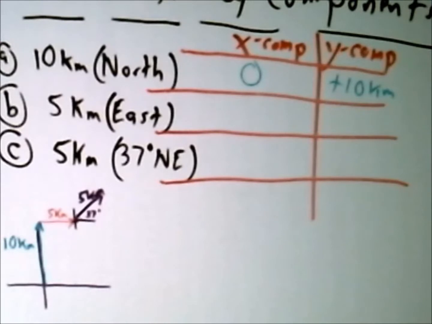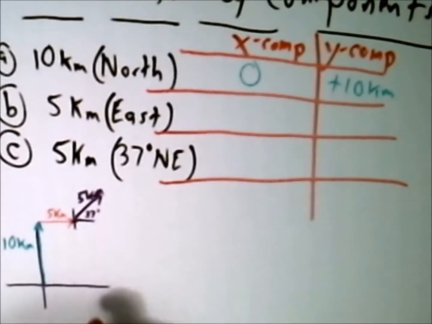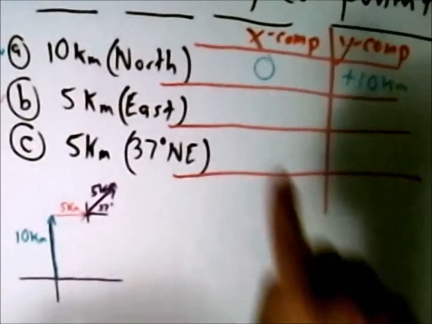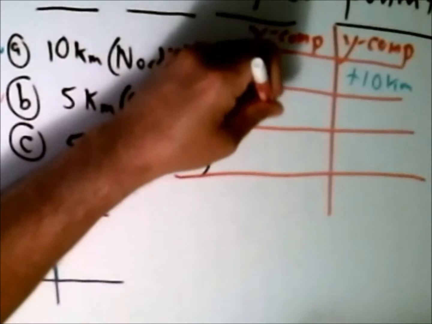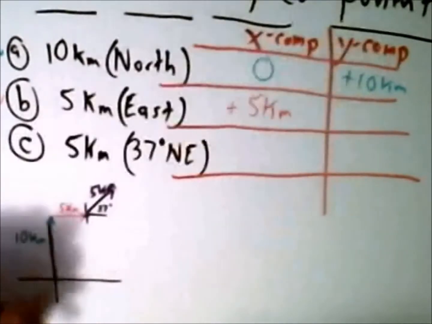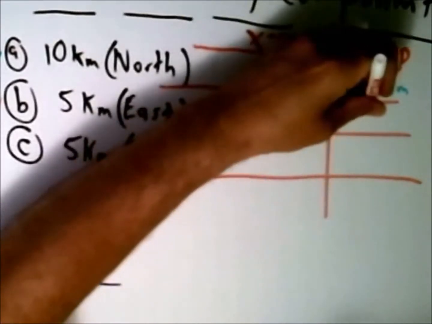I could then look at this component. Here, I'm only moving to the east. So if I look at the one going to the east, it's a positive 5. And it's not going north or south. The person hiking here is just hiking to the east. So this would be 0 kilometers.